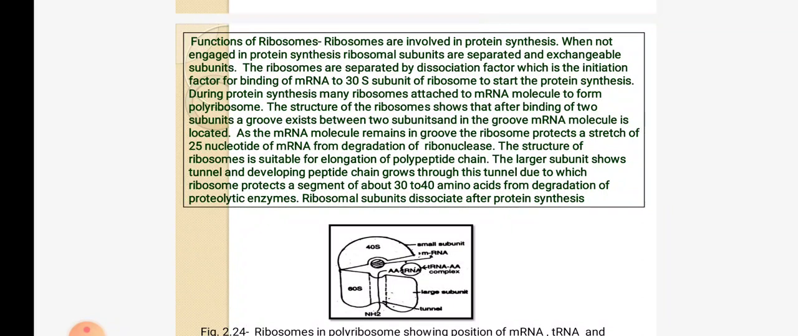The structure of ribosomes is suitable for elongation of the polypeptide chain. The large subunit shows a tunnel, and the developing peptide chain grows through this tunnel, due to which the ribosome protects a segment of about 30 to 40 amino acids from degradation by proteolytic enzymes. Ribosomal subunits dissociate after protein synthesis. And when there is protein synthesis, ribosomes get associated with each other and form a tunnel-like structure.